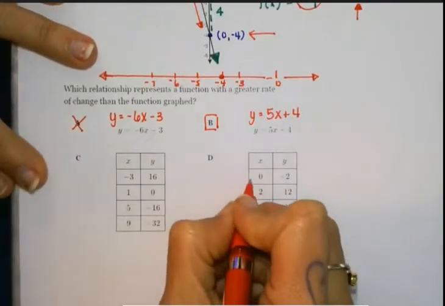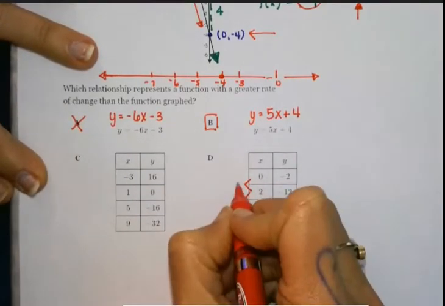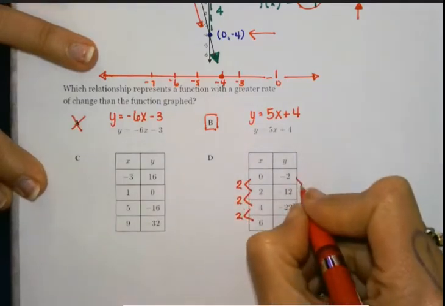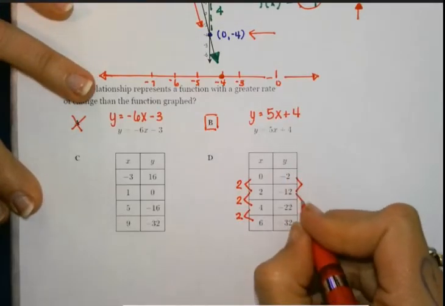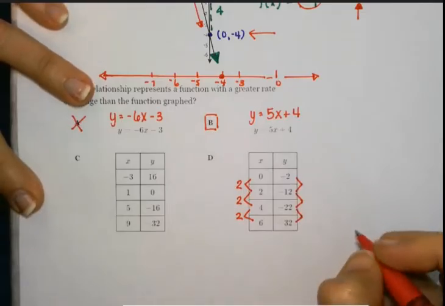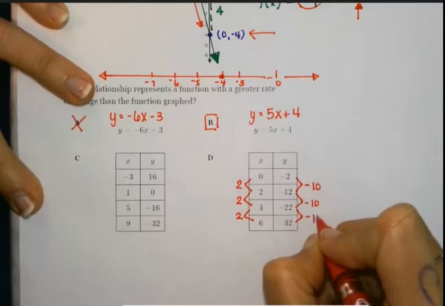So we went from 0 to 2, 2 to 4, and 4 to 6. By how many? Positive 2. So negative 2, I owed you $2, and now I owe you 12. And then I owed you 22. And then I owed you 32. How much did I continuously borrow? Negative 10 all the way down.